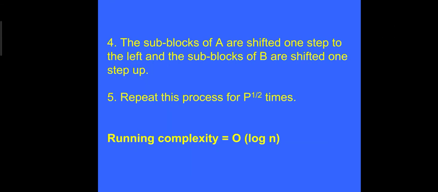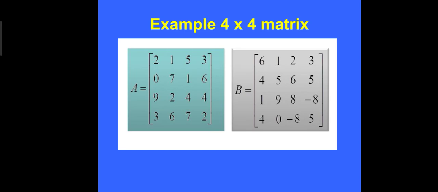The sub-blocks of A are shifted one step to the left and the sub-blocks of B are shifted one step up. We have to repeat the process P^1/2 times. So once the nth rotation is completed, we get the final multiplication of the matrices. The running complexity of this algorithm is order of n, where n is the dimension of the matrices.